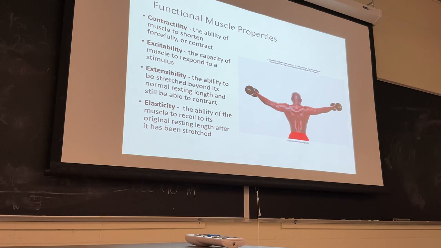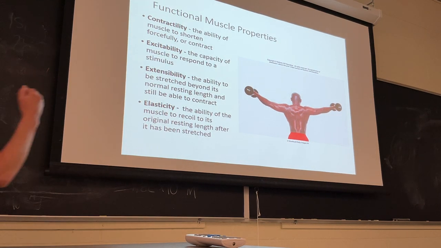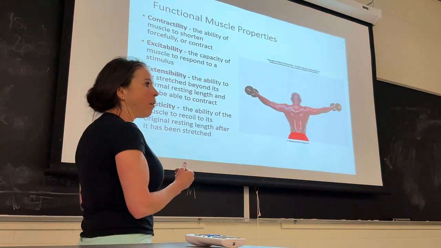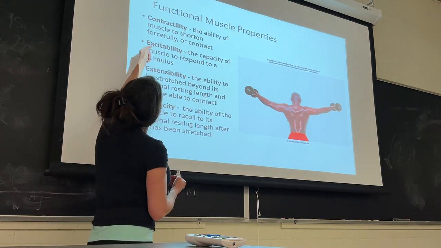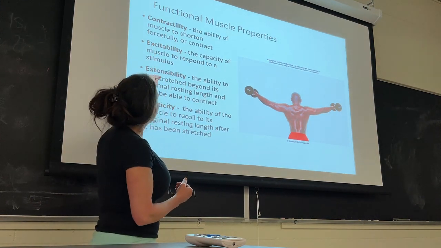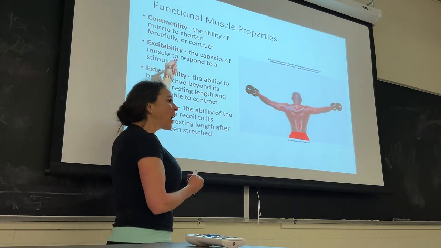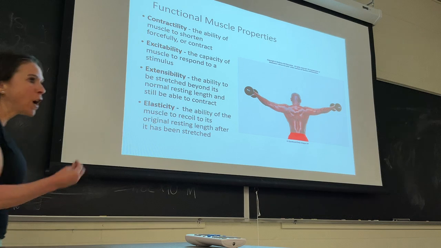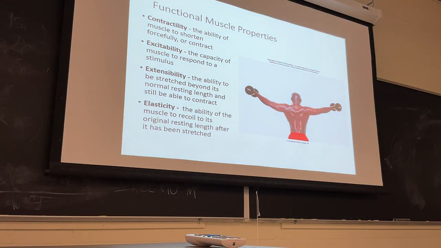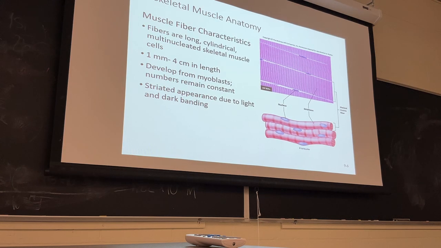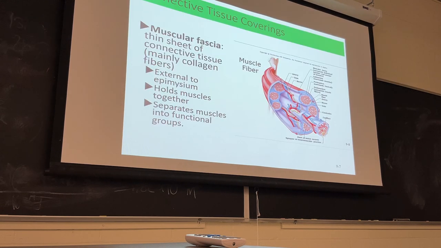We also talked about the general functional properties that we see in all muscle tissue: contractibility, excitability, extensibility, and elasticity. Four general characteristics, functional properties that I wanted you to look over. Okay, moving on. Now we're starting to get a little bit deeper into skeletal muscle. Again, I'm just reviewing what we discussed on Monday.